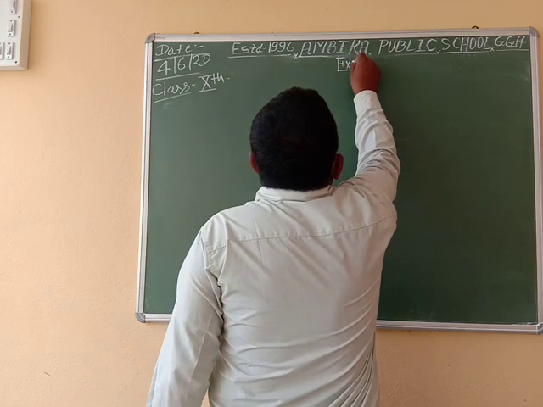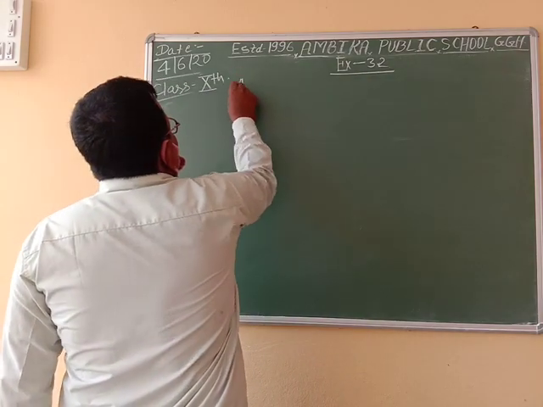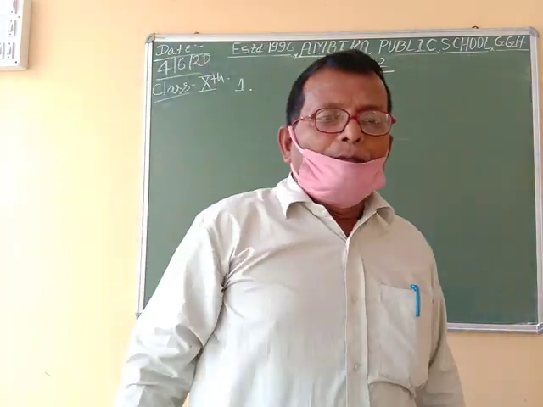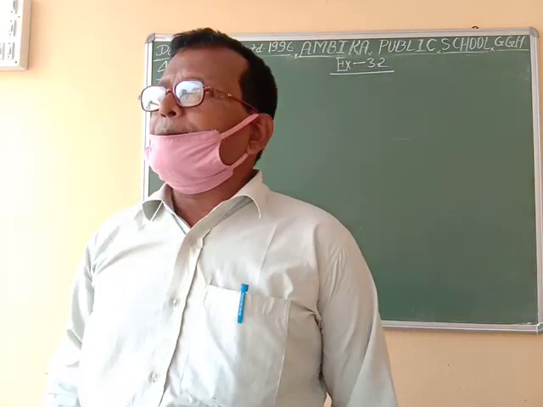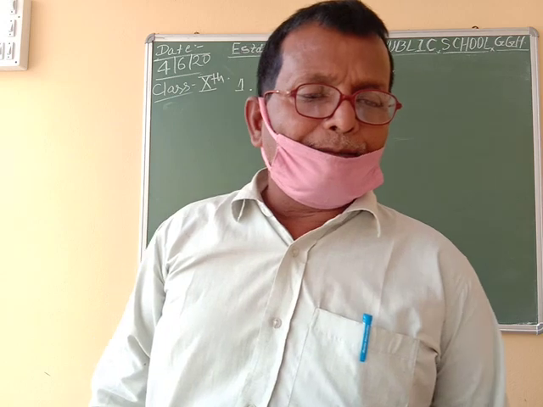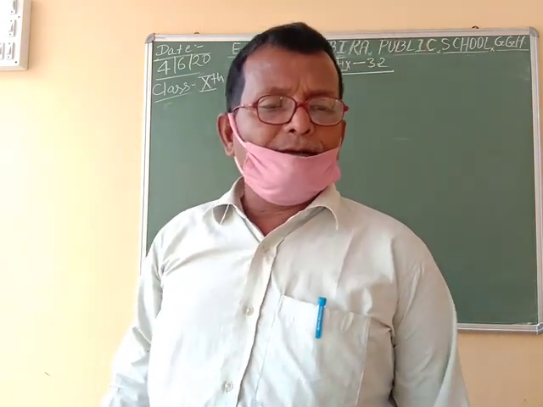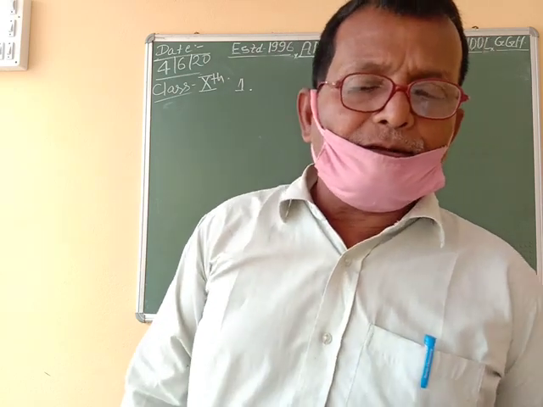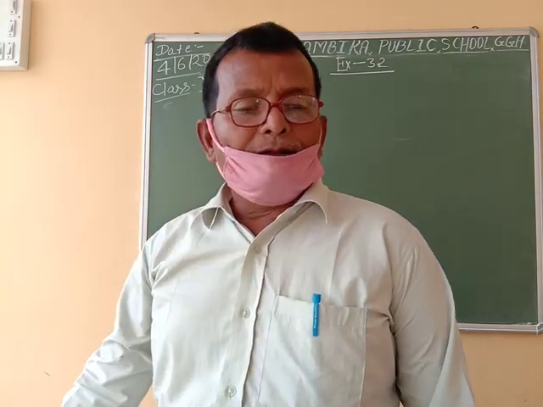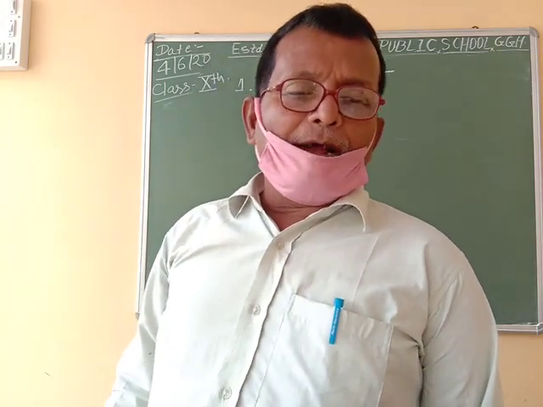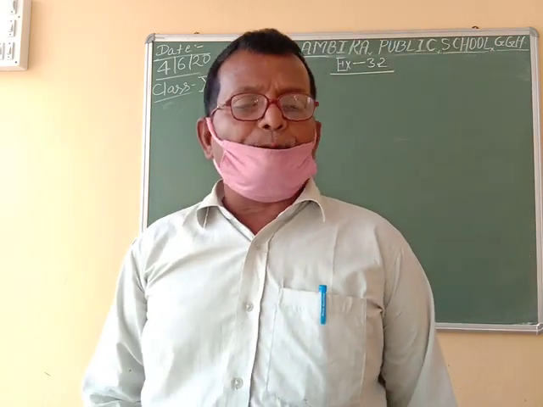Exercise 3.2. Form the pair of linear equations in the following problems and find their solutions graphically. 10 students of class 10 took part in a mathematics quiz. If the number of girls is 4 more than the number of boys, find the number of boys and girls who took part in the quiz.